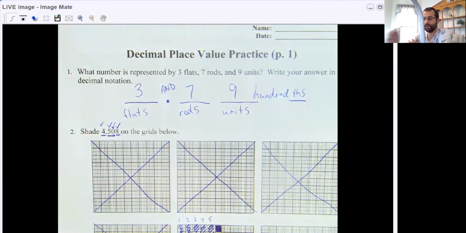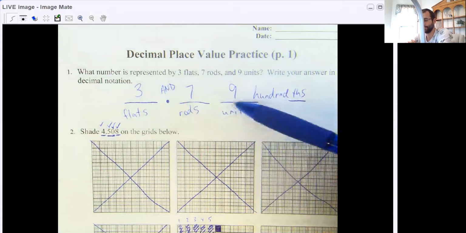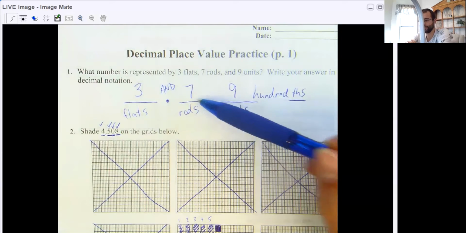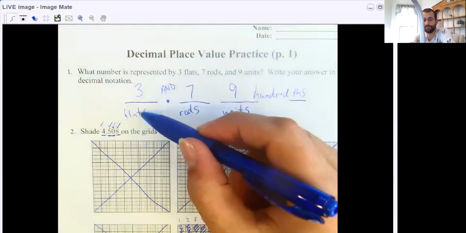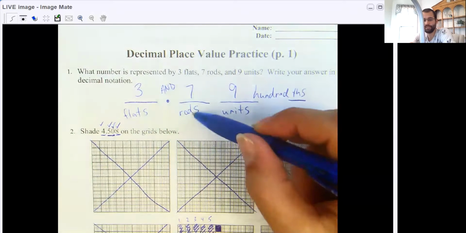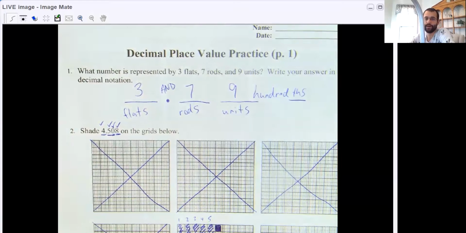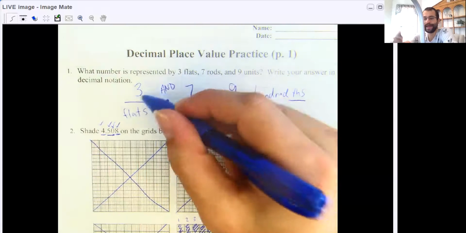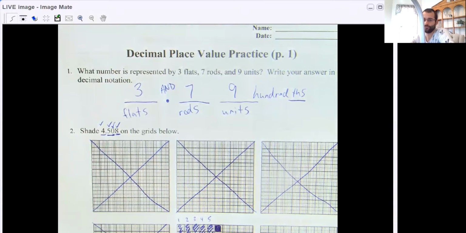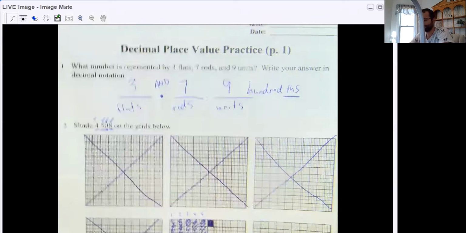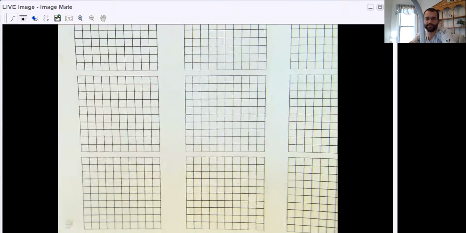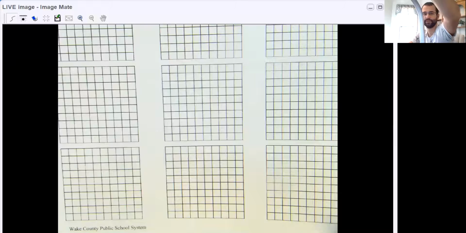So what I did was I went ahead and put my blanks for flats, rods, and units. That's why it's important to know those 3. Flats being my biggest value, rods being my middle, and units being my last value. So if I have 3 flats, I've got 3 wholes. Okay, so what we're going to do is we're also going to look at page 89 to help us with this example. Okay, let me zoom out just a little bit.